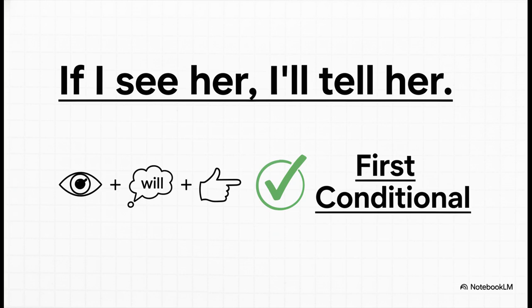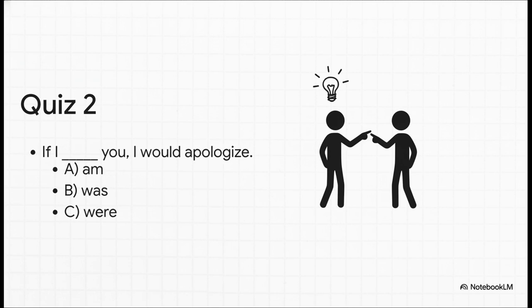Yup, this is a classic first conditional. We're talking about a real, possible thing that could happen in the future. So we use the present simple tense in the if part to go with the will in the result part. If I see her, I'll tell her. Perfect.